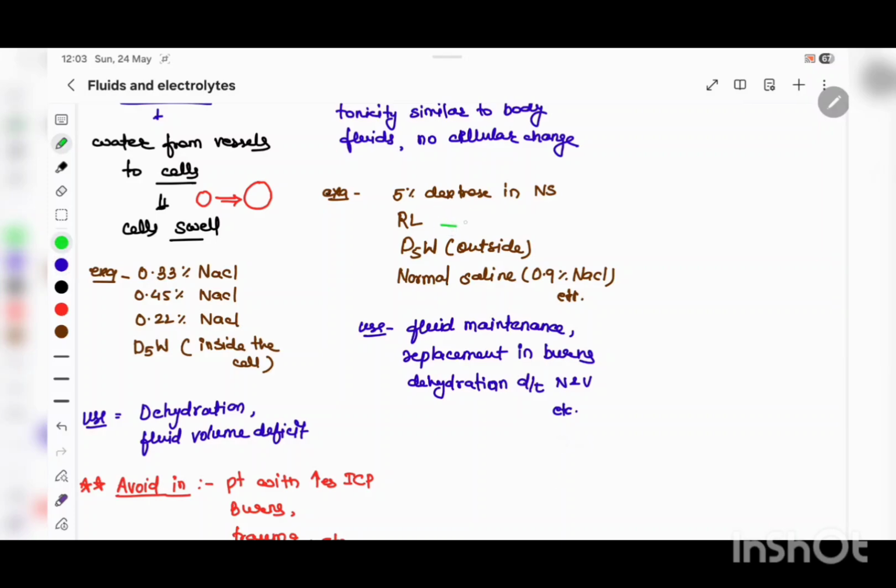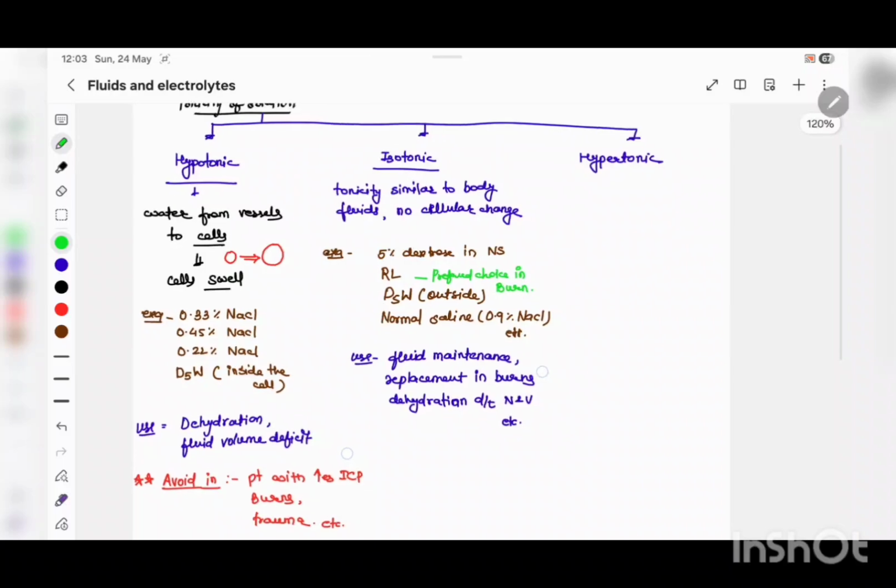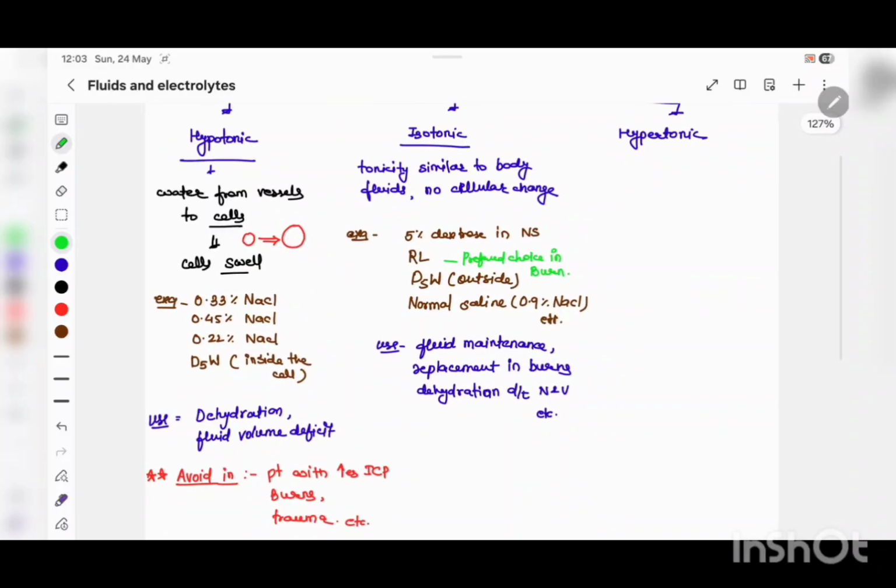RL is the preferable choice in burns. This question is asked in many exams, like in NORCET many times. So you should remember this: Ringer lactate is the preferable choice in burns. And next, isotonic has no cell change, that I have already told, and then next we'll be seeing hypertonic solutions.